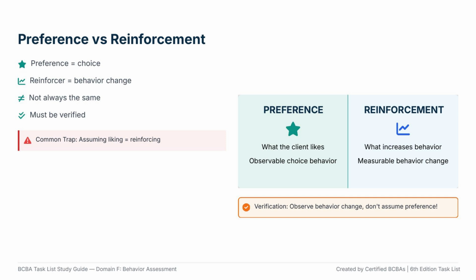Preference simply means the client chooses an item. Reinforcement means the behavior increases because of that item. An item can be preferred but not function as a reinforcer. Therefore, reinforcement must always be confirmed through data. A frequent exam mistake is treating preference data as proof of reinforcement.